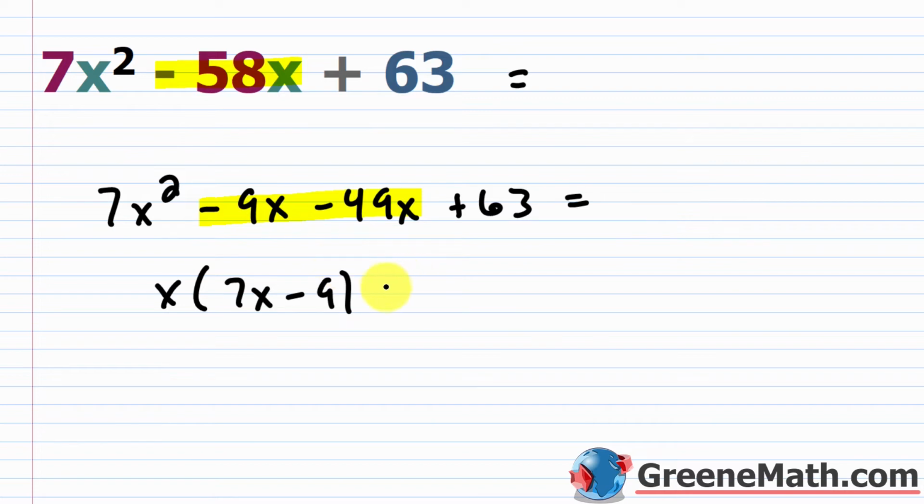Like we talked about earlier, I'd want to pull out a negative 7 here so that I had a 7x, or a positive 7x to be more clear, and then minus your 9 here. Again, the signs have to match. That's why I pulled out a negative.